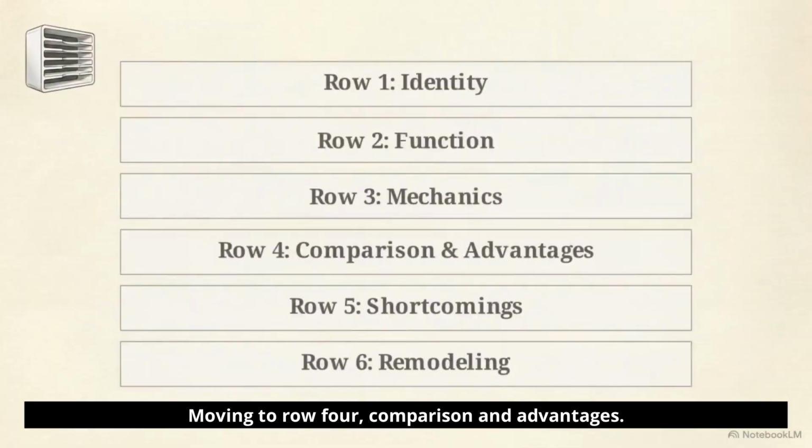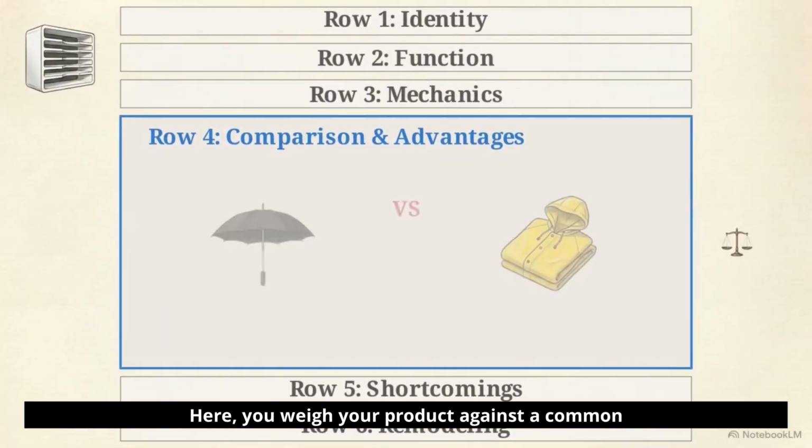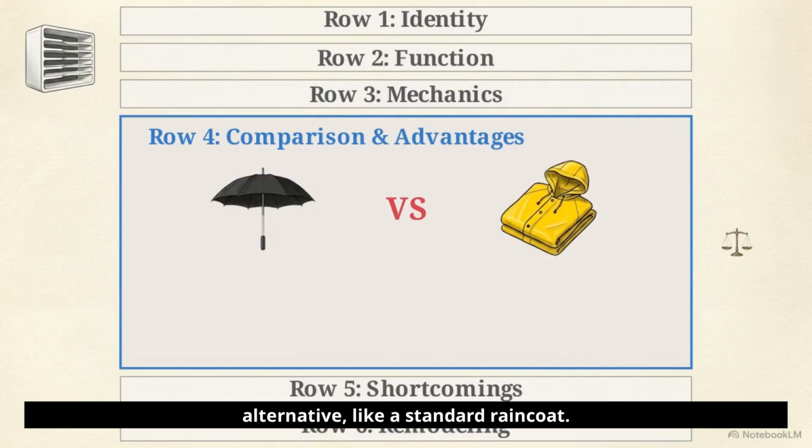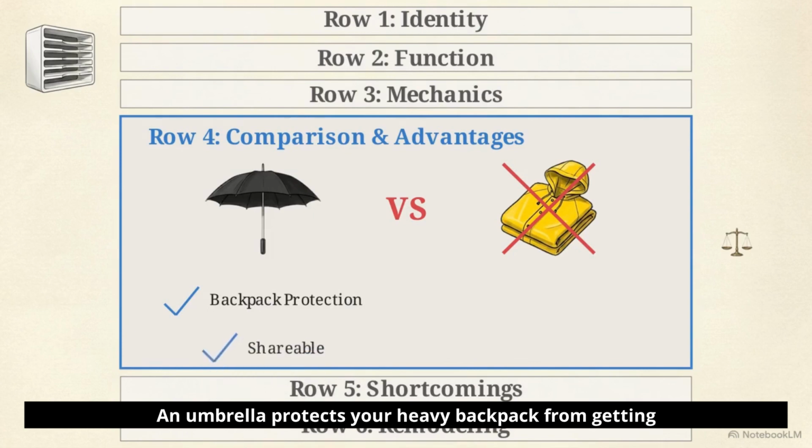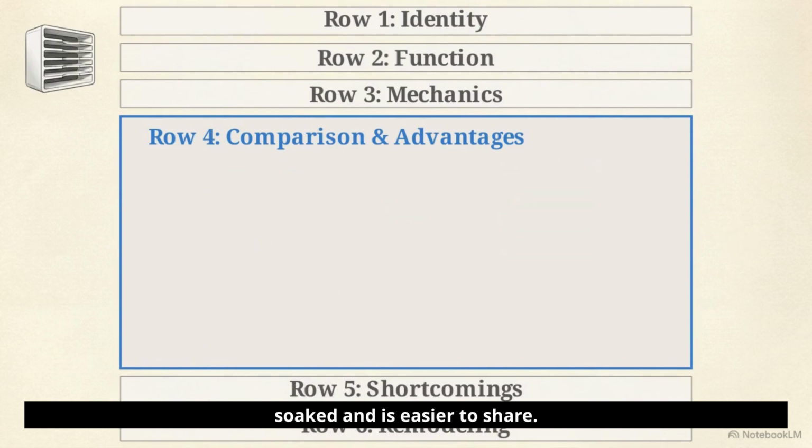Moving to row 4, comparison and advantages. Here, you weigh your product against a common alternative, like a standard raincoat. You then list why your product wins. An umbrella protects your heavy backpack from getting soaked and is easier to share.